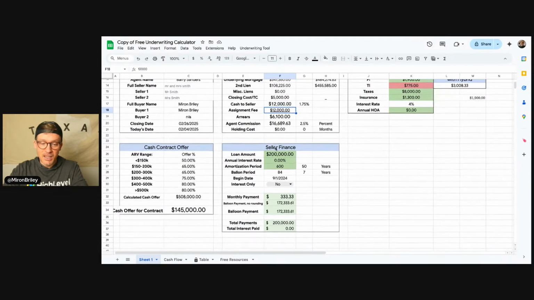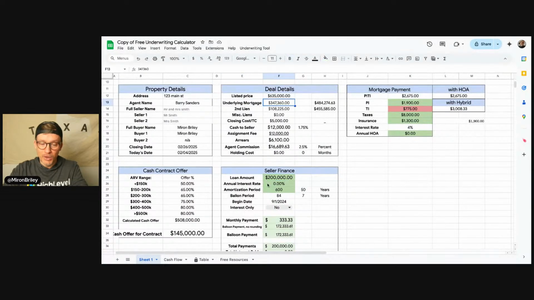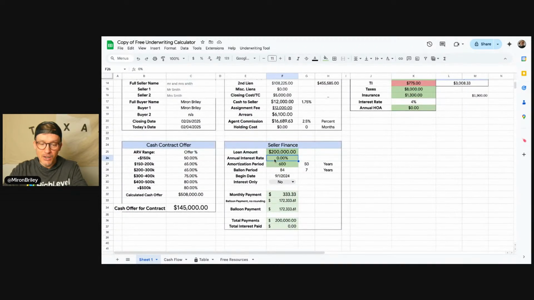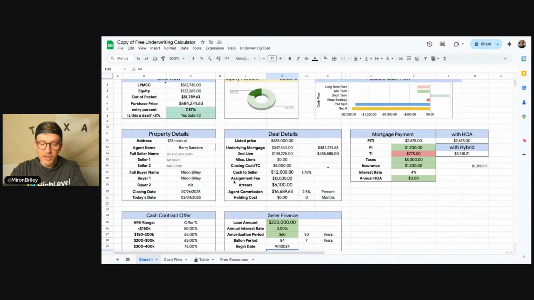And the second part would be seller finance. If you want to do a seller finance note, you can take over a mortgage and do seller finance, right? It allows you to put an interest rate in there. You can put what the amortization rate is. So maybe you want a 30-year loan with a 7-year balloon. You can also do interest only if you want to do an interest only loan. And this will help you underwrite for cash flow.